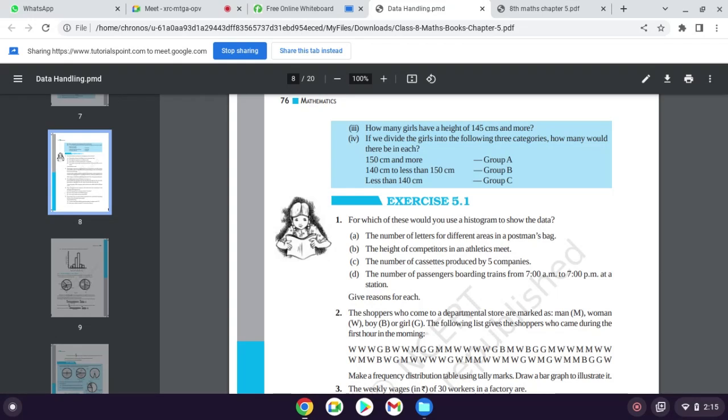The next chapter is exercise 5.1 for grade 8 maths, and this chapter is about data handling. Before starting this chapter, Sukana, can you elaborate what is data and how we can handle data? You can pick an example from our daily lives. Okay, ma'am. Okay, explain.